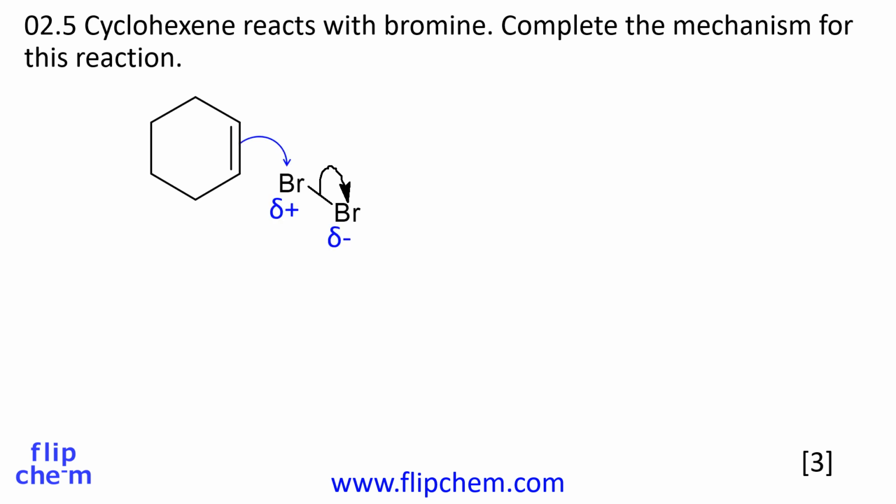As the bromine molecule approaches the double bond, a temporary dipole is induced. This is shown with the delta plus and delta minus symbols. The bromine molecule is behaving as an electrophile, an electron pair acceptor. The blue arrow shows the carbon-carbon double bond breaking, and 2 electrons from this bond go to form a single bond with the bromine atom. The black arrow shows the bromine to bromine bond breaking, with both of the electrons going to the other bromine atom.